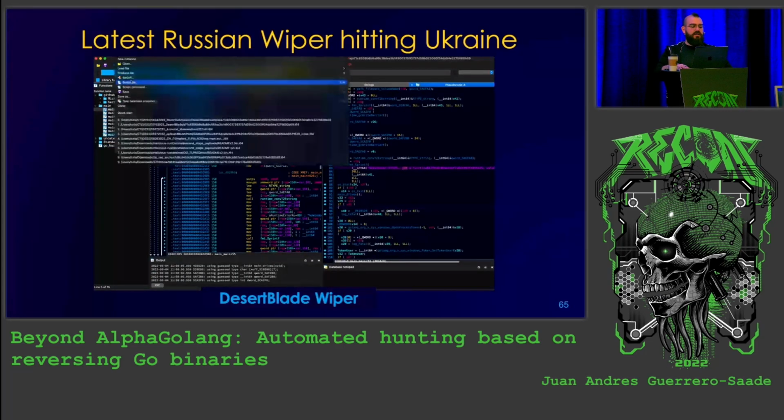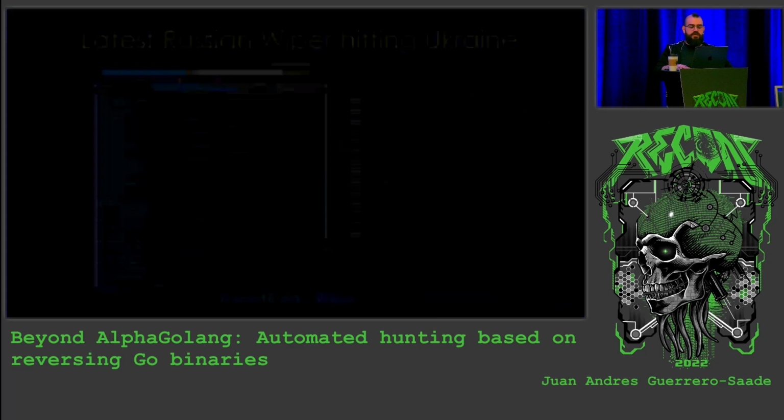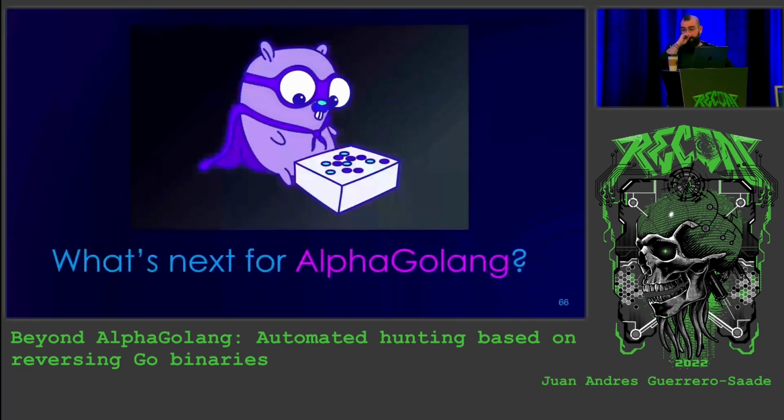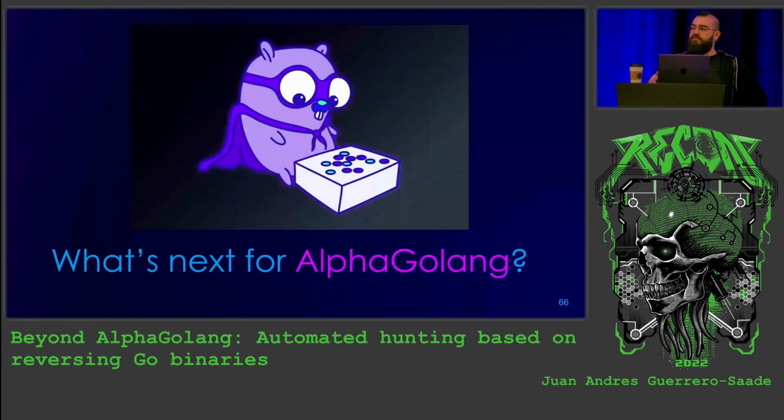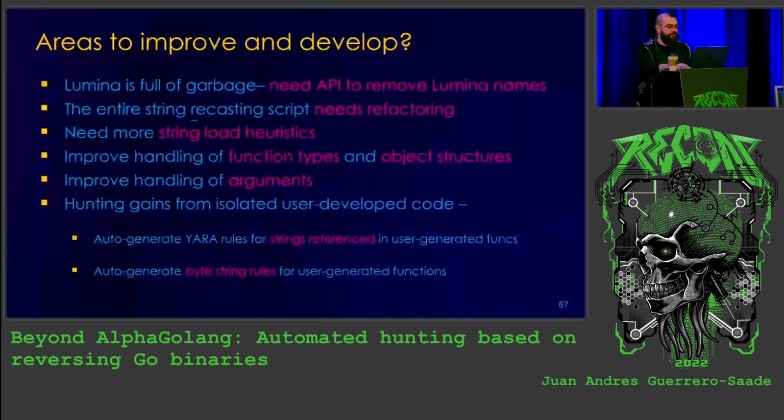right? Like why not generate YARA rules that are based specifically on that code, generate YARA rules that are specifically referencing those strings. And even more importantly, just bubble up only those functions for analysts to look at and not waste any time whatsoever reverse engineering things that you shouldn't.